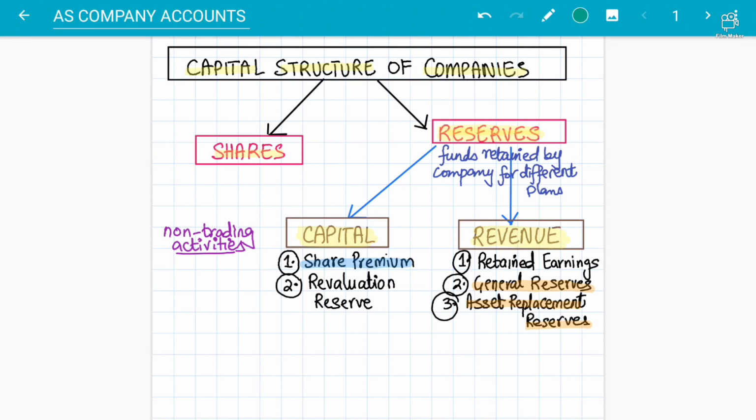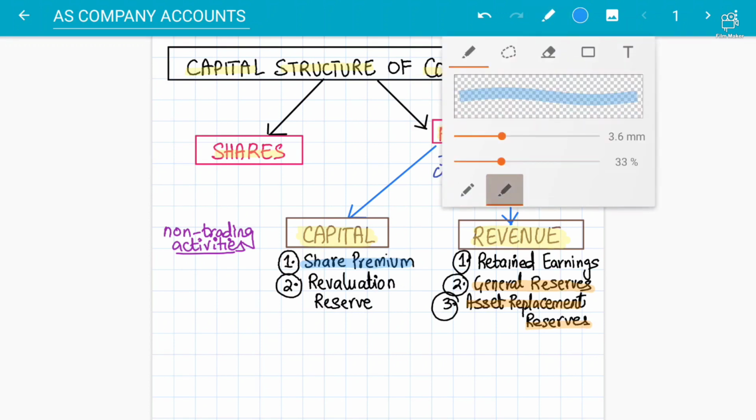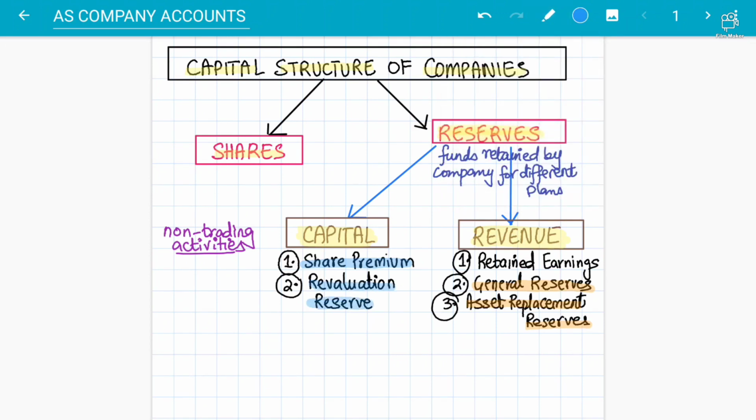Then we have the revaluation reserve, students. The revaluation reserve is the amount generated when assets are revalued over and above their net book value. So if you have non-current assets and you revalue them above their net book value, that's when the revaluation reserve comes in. That is the structure for the reserves.